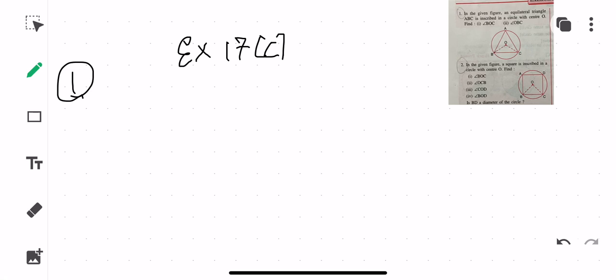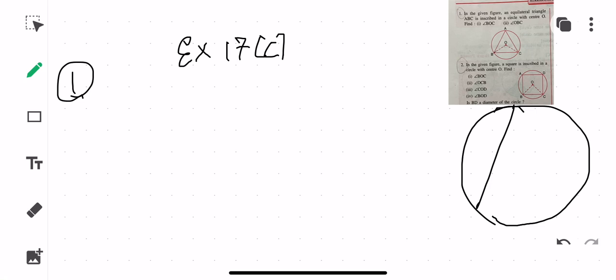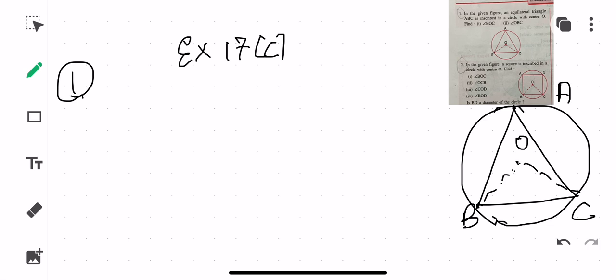Alright, so the first question: in the given figure an equilateral triangle is inscribed in a circle with center O. Find angle BOC. Okay, so this is my circle which has been given, and then this is the triangle. The center has been given as O. Then this has been joined with the help of dotted lines, and this is B, this is C, and this is A. So this is the figure, and now you have to find angle BOC. Clearly you can see, children, this is angle BOC.